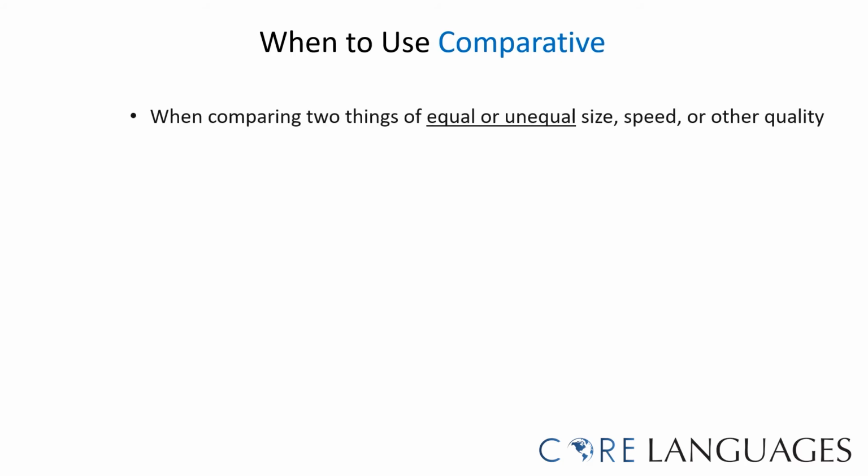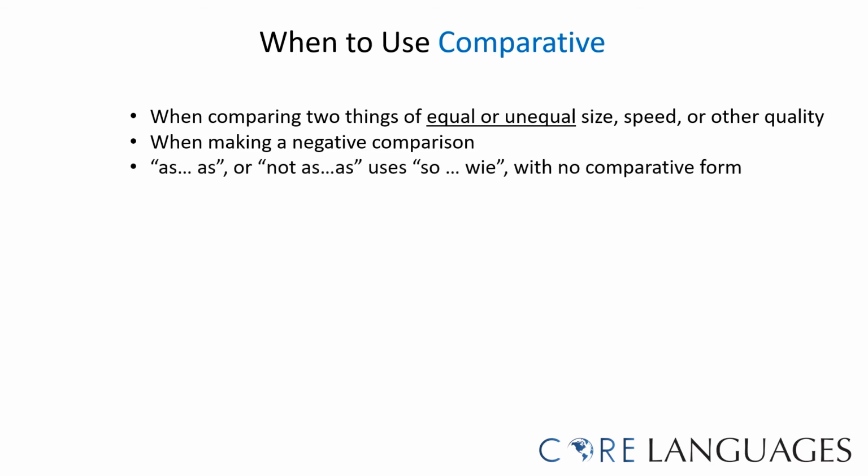We use the comparative when comparing two things of equal or unequal size, speed, or other qualities, and we can also use it when making a negative comparison. When in English we say as, or not as, in German we say so, wie. Whenever we say so, wie, the adjective does not use the comparative form. When in English we say than, in German we say als, and als uses the comparative form.